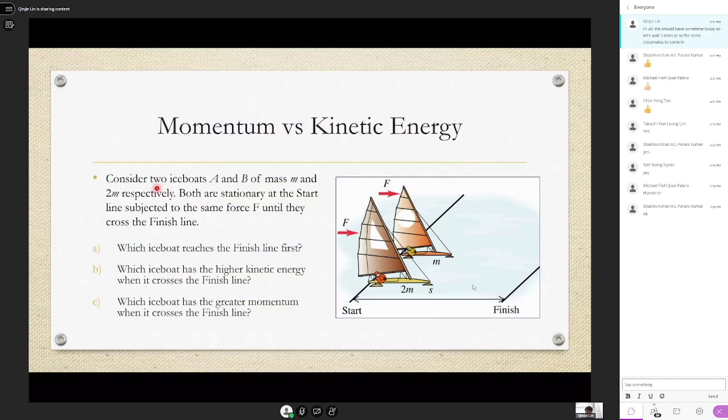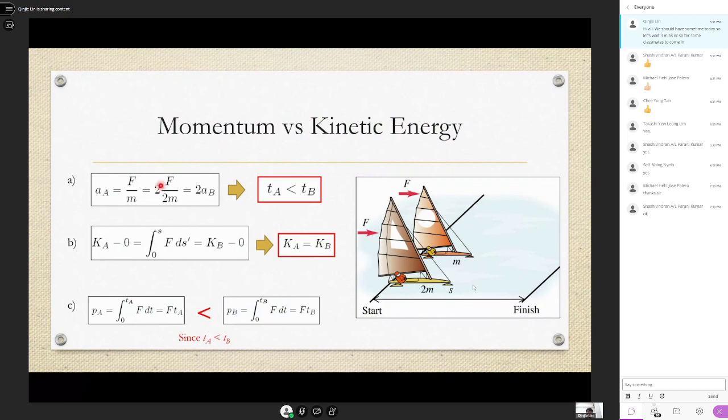Okay, so consider two ice boats, A and B, of mass m and 2m respectively. So one is mass m, one is 2m. This one is heavier. Both are stationary at the start line, subjected to the same force F until they cross the finish line. So the start line is the same, the finish line is also the same, and they are subjected to the same force F. Which ice boat reaches the finish line first? Okay, let's first do part A. Which boat will reach this finish line first?